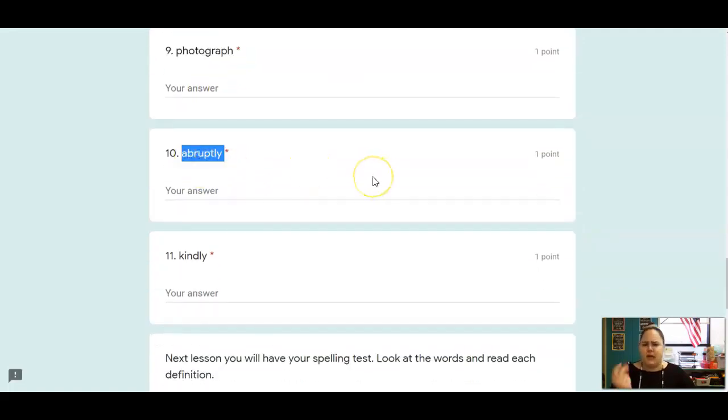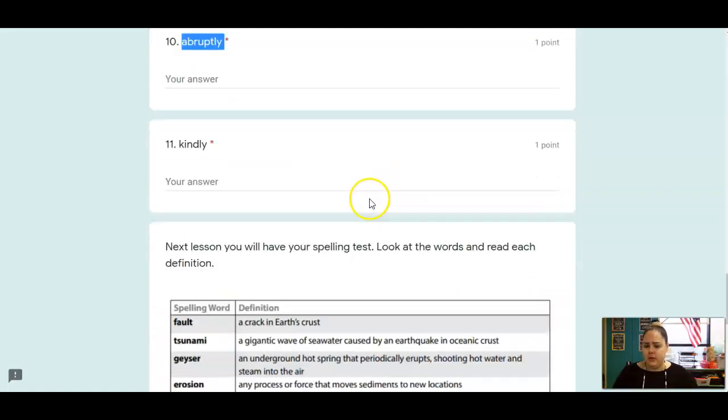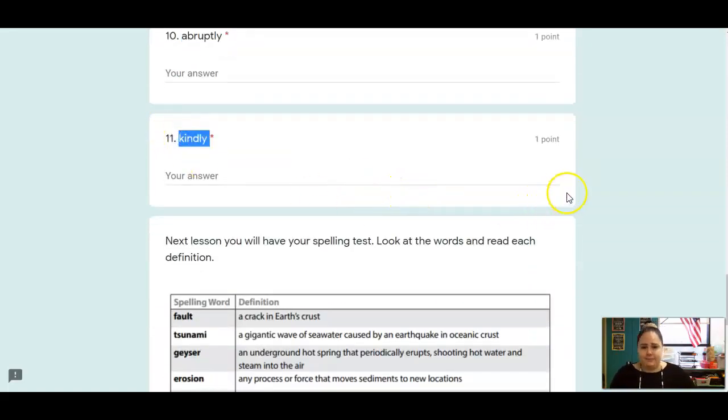Abruptly, that means happening really quickly, really suddenly. And then kindly. Okay, so you're going to write one sentence, one nice 4th grade sentence for each of those words.